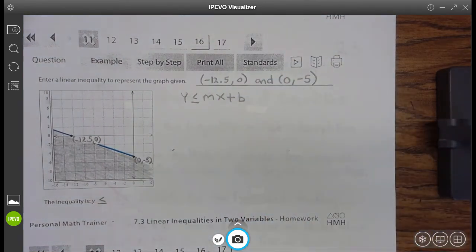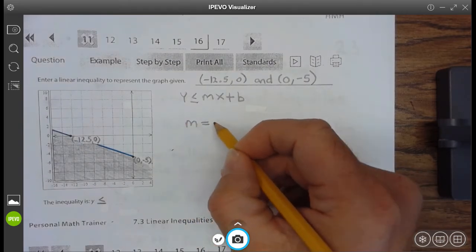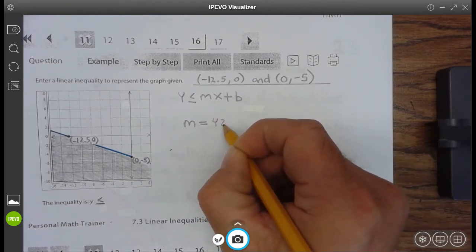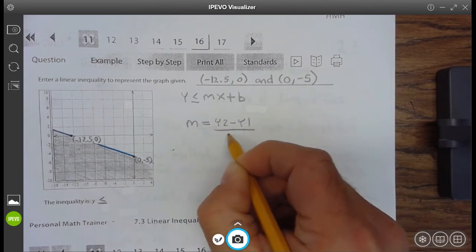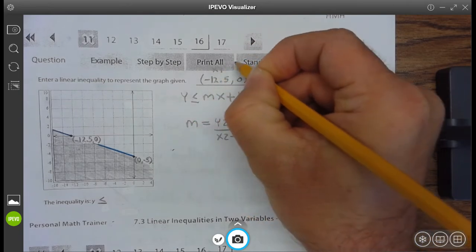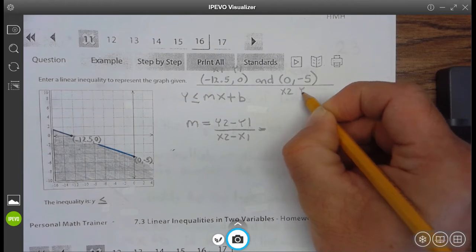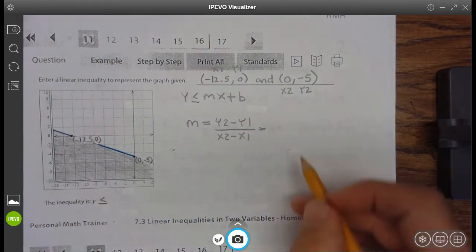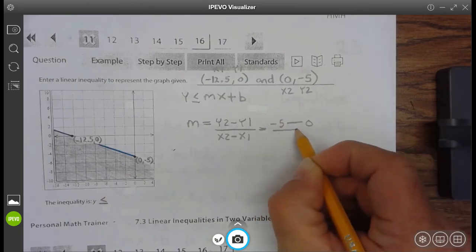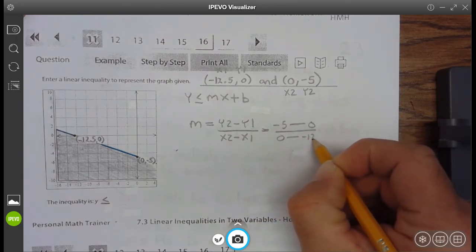Okay. So we need to find the slope. The slope equals, we subtract the y values. Actually, let me use the formula y2 minus y1 divided by x2 minus x1, where this is x1, y1, this is x2, y2. Okay, so that's negative 5 minus 0 divided by 0 minus negative 12.5.